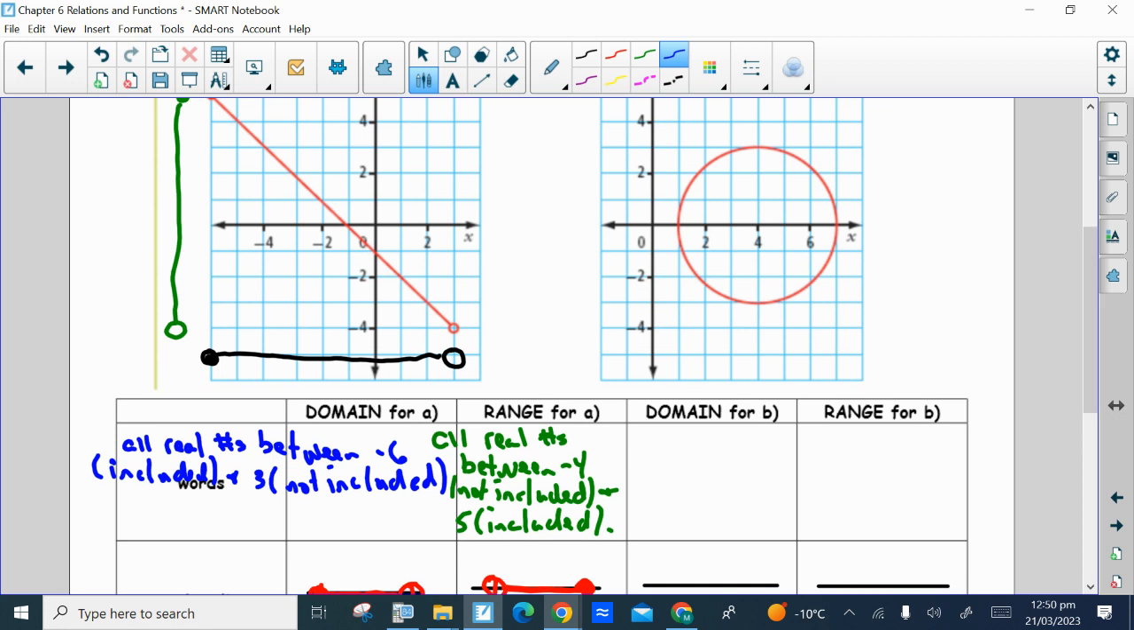Looking at the second graph, that's a circle. Okay, the domain are all the x values. It starts at +1, which is included, and goes up to +7, which is also included. All values in between are part of that relation.